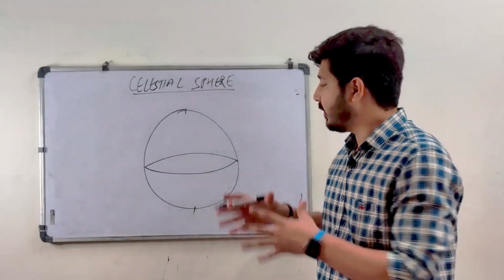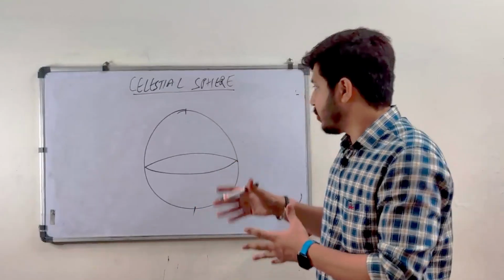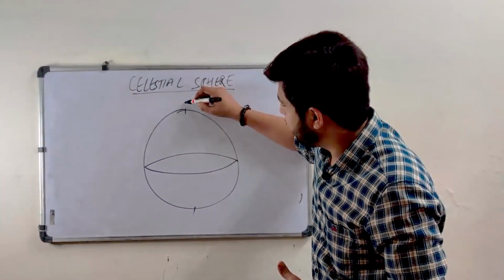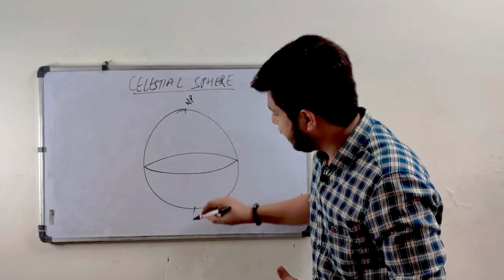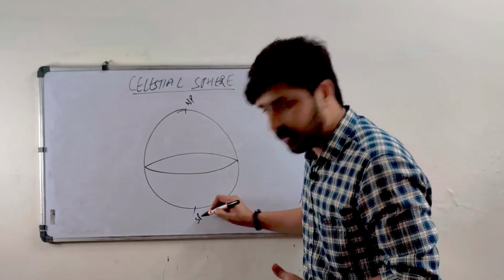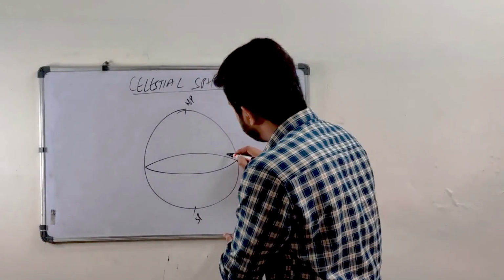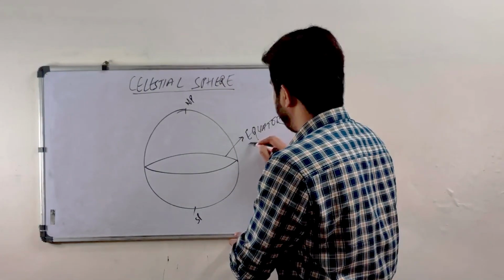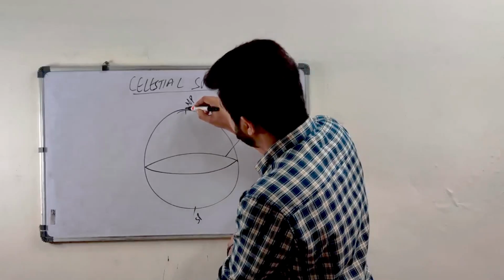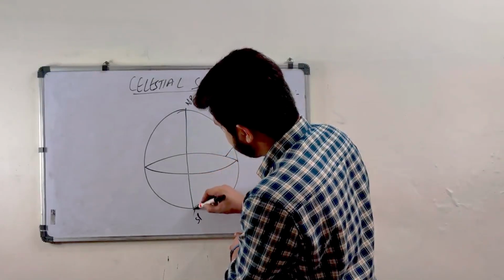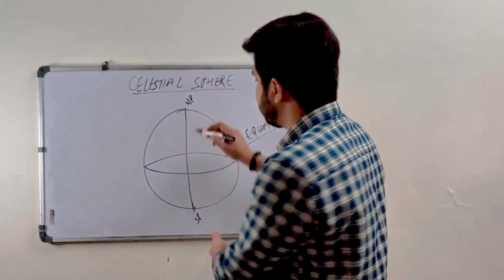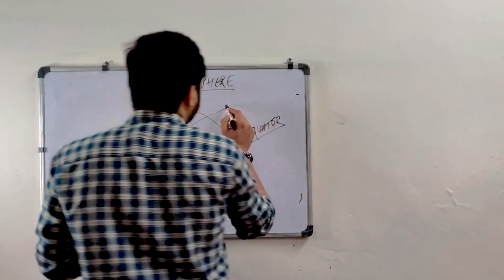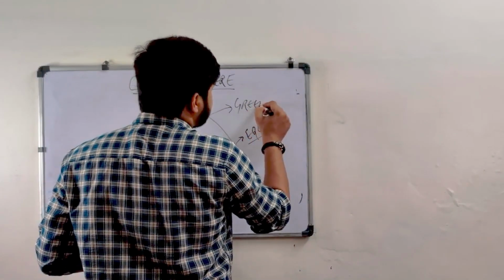Alright guys, now I have drawn a rough diagram of the Earth. So you already know what these are. These are the poles. This is the North Pole, this is the South Pole. And this is the equator. You might know these things already, very simple. This line which divides the Earth into east and west, we have considered as the Greenwich meridian.